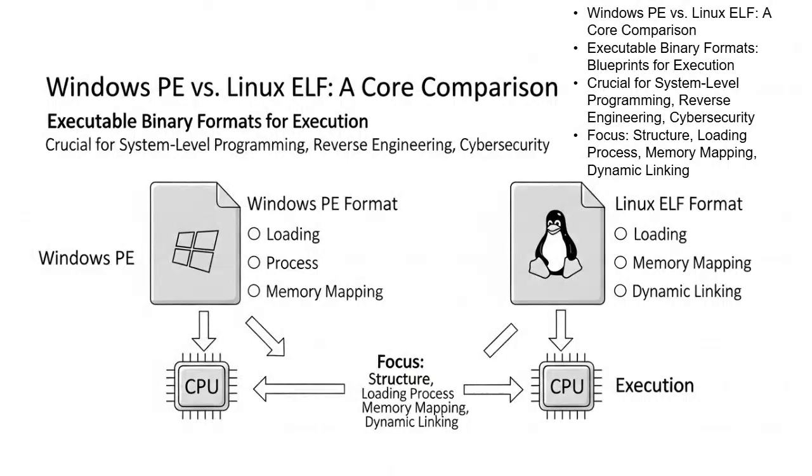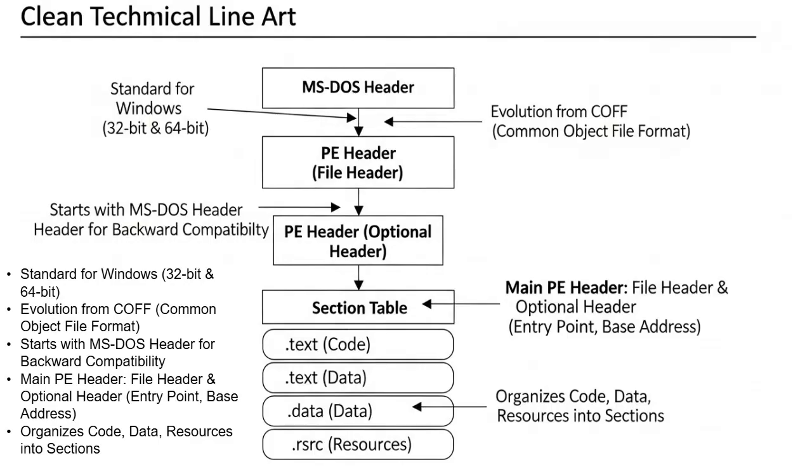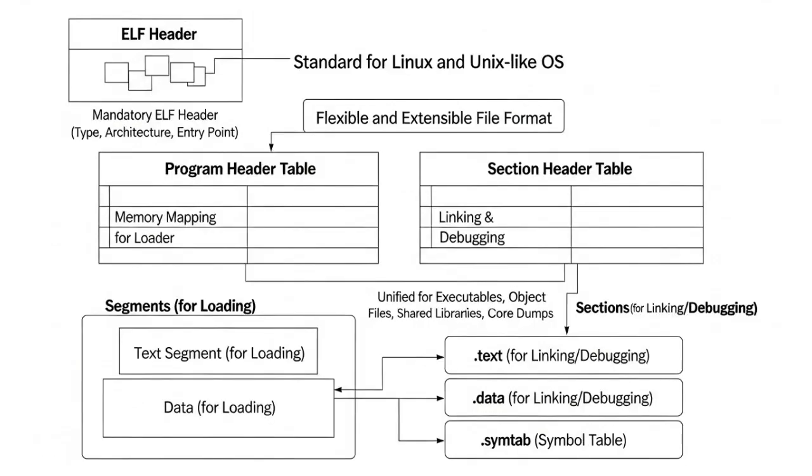A PE file typically begins with an MS-DOS header for backward compatibility, allowing a simple "this program cannot be run in DOS mode" message to display. Following this, the main PE header contains crucial information, including the file header and an optional header that provides details like the entry point address and preferred base address. The PE structure then organizes the program's different components, such as code, initialized data, and resources, into distinct sections, each with its own attributes and permissions ready for memory mapping.